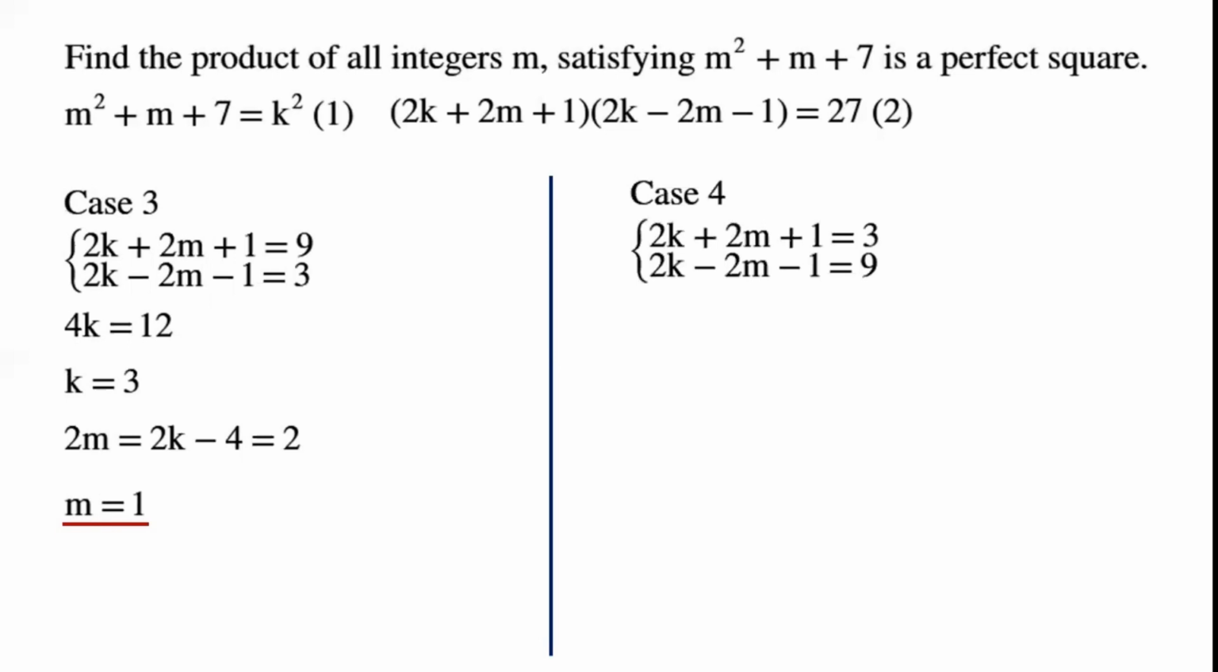Case 4: 2k plus 2m plus 1 equals 3, and 2k minus 2m minus 1 equals 9. From this set of equations, we can derive that 4k equals 12, which means that k equals 3. 2m equals 2 minus 2k, which is minus 4. So m equals minus 2.